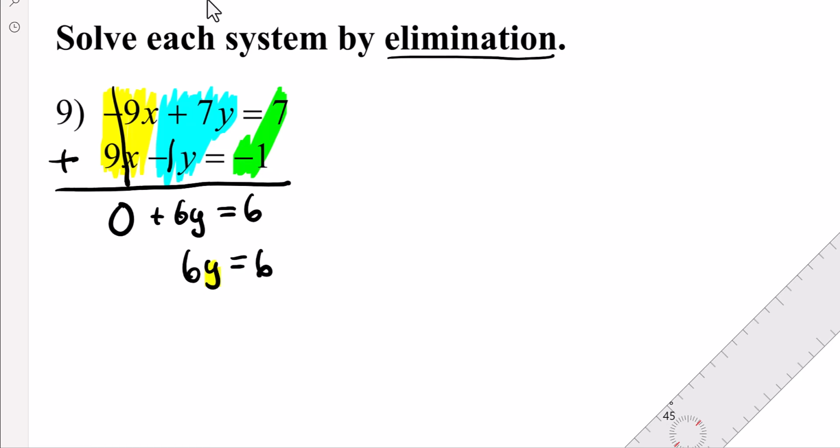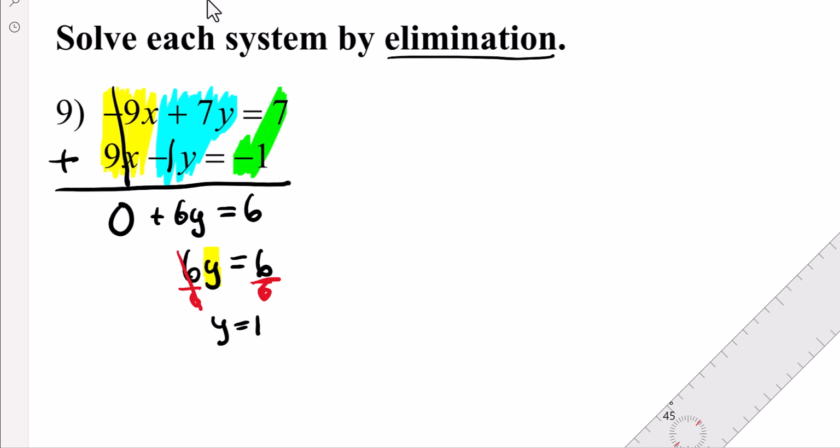To get the y by itself, we're going to take that multiplying 6 and then divide it. If we divide one side, we have to divide the other. Well, that 6 did not look very much like a 6. There we go. So our y value is equal to 1.